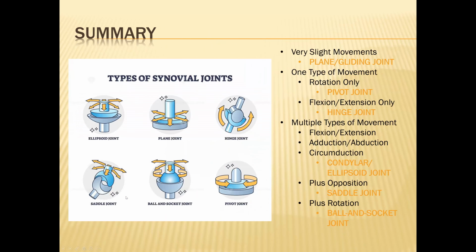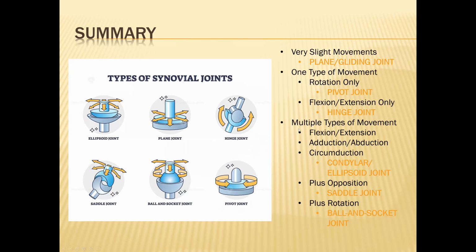So here's a quick little summary of the 6 types of synovial joints. If we break them down by the types of movements, only allowing very slight movements would be your plane or gliding joint. Then allowing only one type of movement, if it's just rotation, that would be your pivot joint. If it's just flexion and extension, that would be your hinge joint. If it allows multiple types of movement, so if you can do flexion, extension, abduction, adduction, and circumduction, that is a condylar or ellipsoid joint.